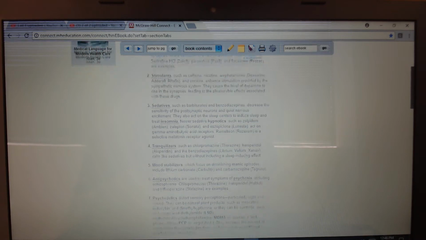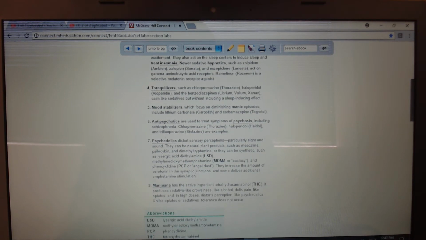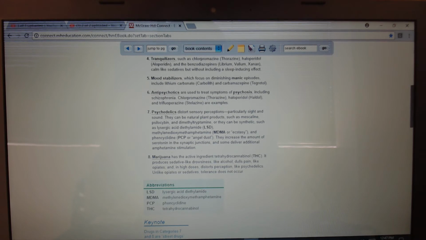Tranquilizers such as chlorpromazine (Thorazine), haloperidol (Haldol), and the benzodiazepines Librium, Valium, and Xanax calm like sedatives but without inducing a sleep-inducing effect. Mood stabilizers, which focus on diminishing manic episodes, include lithium carbonate (Carbolith) and carbamazepine (Tegretol). Antipsychotics are used to treat symptoms of psychosis, including schizophrenia.